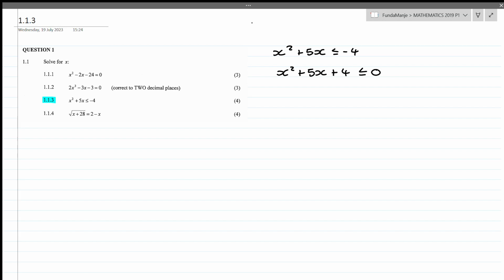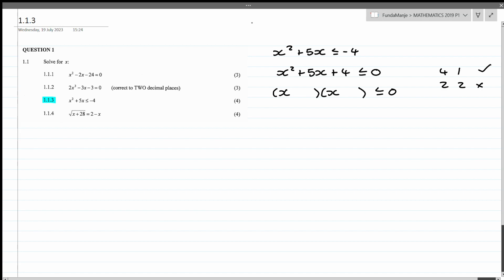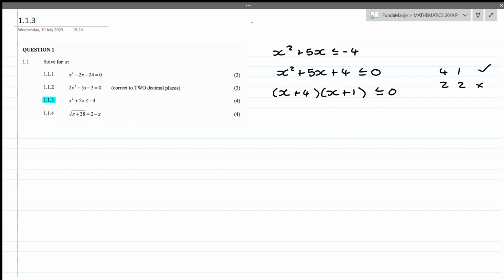So doing the normal procedure, we open up two brackets, place x in both of them, keep the sign as it is, and then we look for the factors of 4, here 4 and 1, and 2 and 2. Which one is likely to give us 5? Definitely not this pair, but 4 and 1, and it's positive 5. So it will be plus 4 and plus 1, where 4 plus 1 gives us 5 and 4 times 1 gives us 4.